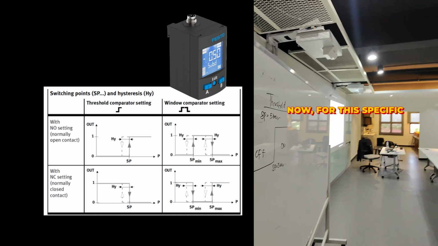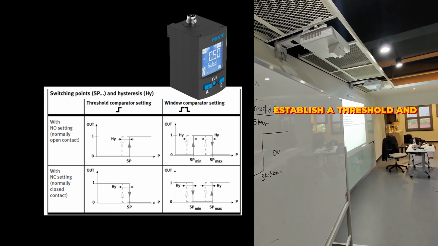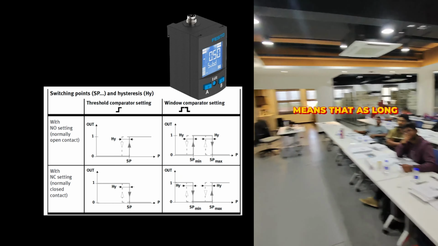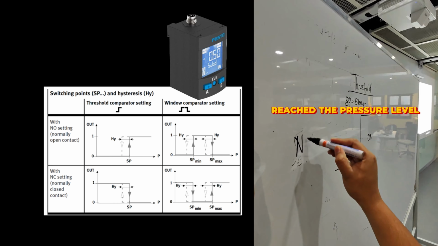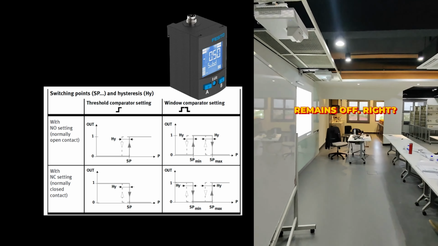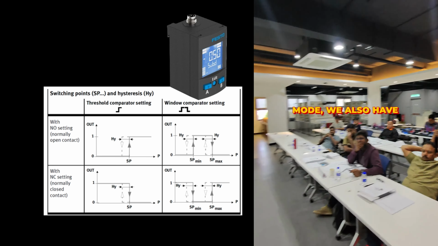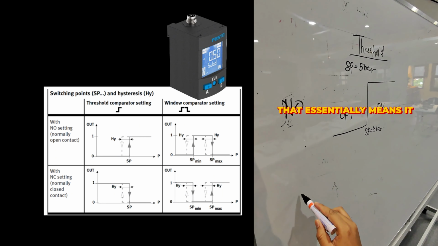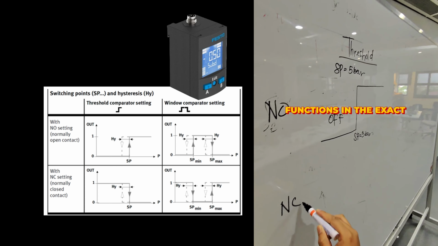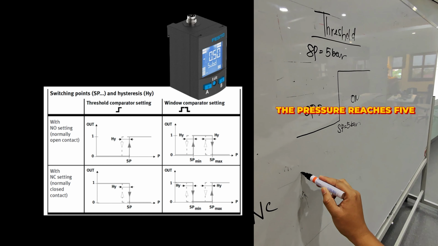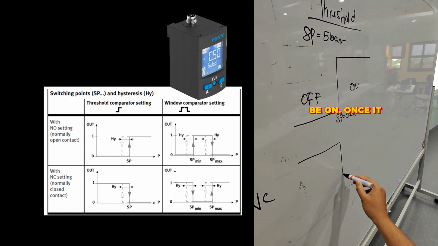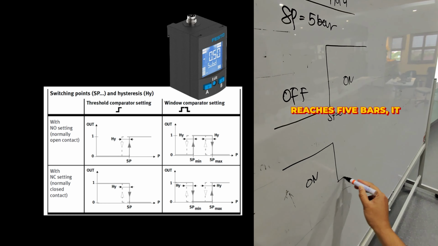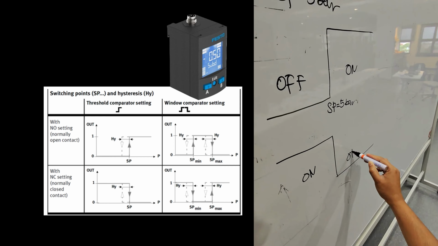Now, for this specific configuration, if we establish a threshold and our signal is set to normally open, normally open simply means that as long as it hasn't yet reached the pressure level we've defined, the signal remains off, right? Now, within this threshold mode, we also have the option to configure it to normally close. That essentially means it functions in the exact opposite way. So until the pressure reaches 5 bars, the signal will be on. Once it reaches 5 bars, it is going to turn itself off.